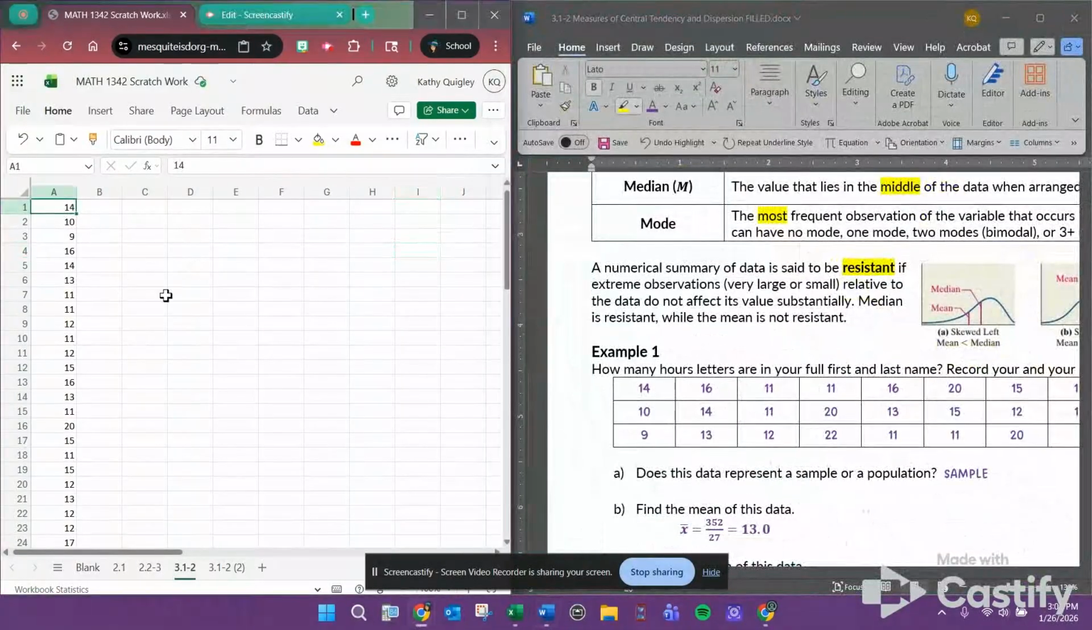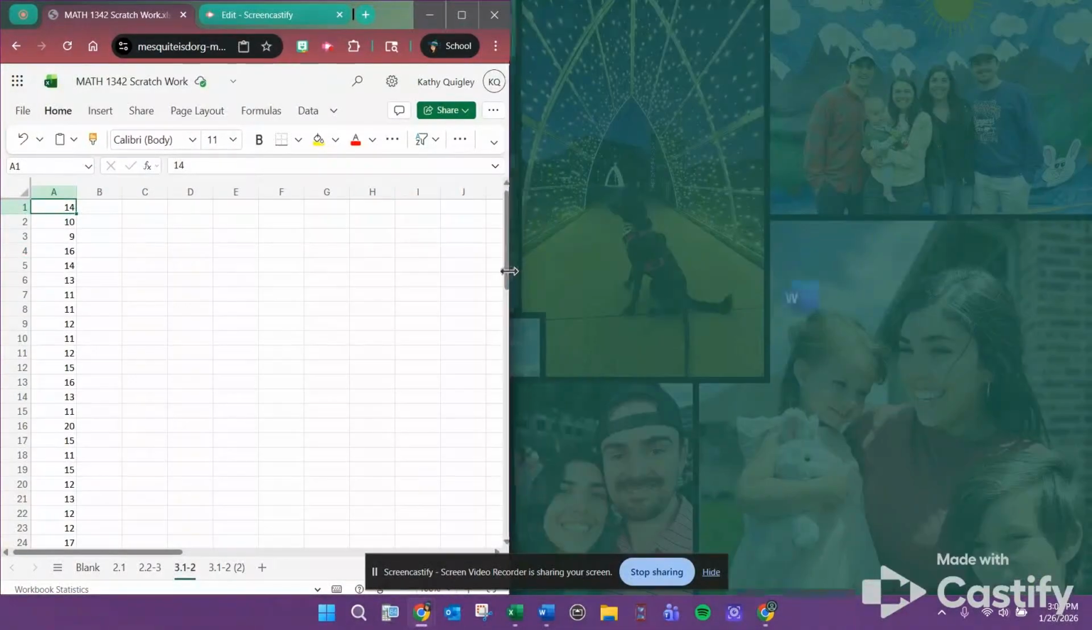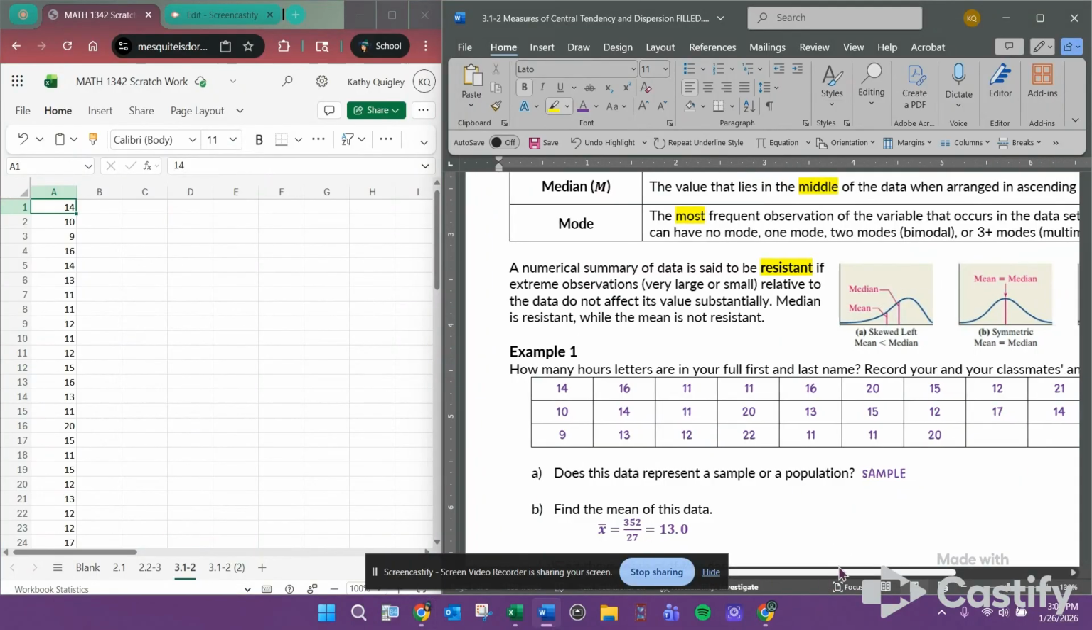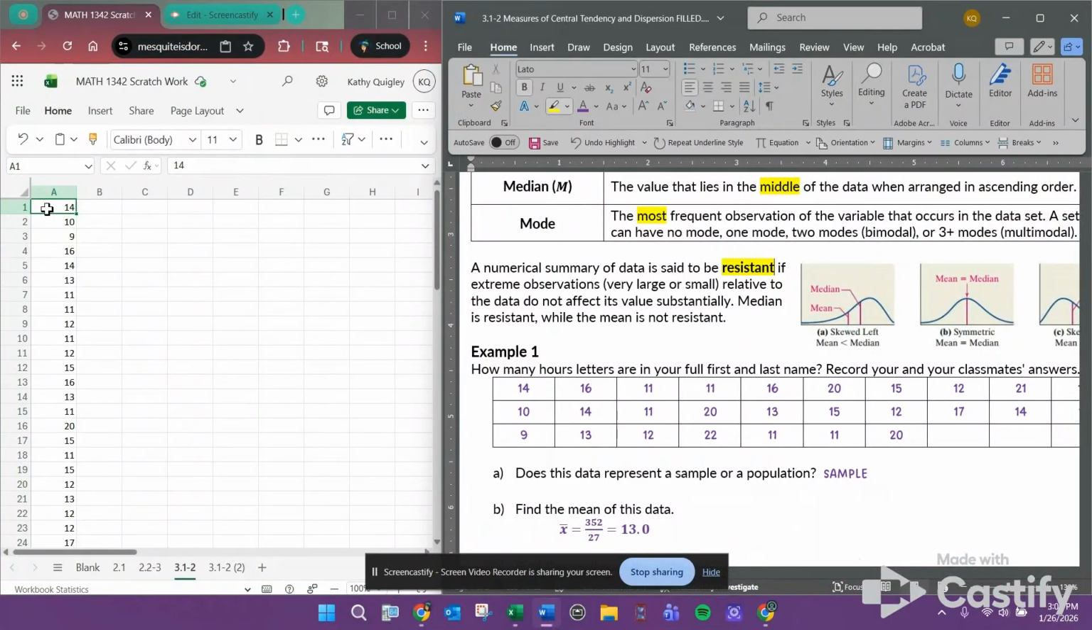So here's all of my data. Again, you're going to want to have this typed in, so go ahead and do that. Pause the video and do that now. But if I'm working with this information, I'm going to have all of my data, and I'm going to find the average.